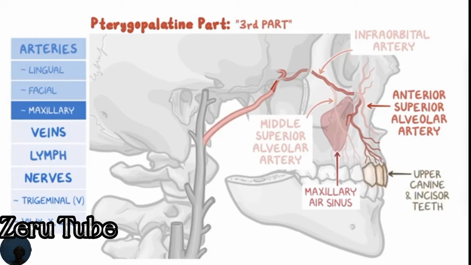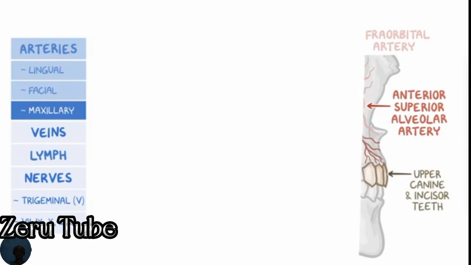The middle superior alveolar artery supplies the maxillary air sinus. The anterior superior alveolar artery supplies the upper canine, and the incisor teeth. These structures are supplied by the anterior superior alveolar artery. The middle superior alveolar artery and the anterior superior alveolar artery are branches of the infraorbital artery, which is a branch of the third part of the maxillary artery, called the pterygopalatine part. Excellent.